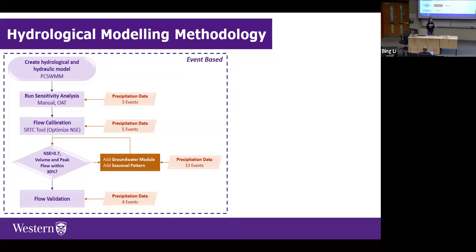This is a value comparable to the R-squared value, where a 1 indicates a perfect match between the field and the model data. My objective was to have an NSE value greater than 0.7, and the volume and peak flow within 30% of the observed data. And then I also conducted flow validation, and you can see the number of events I used for each part.